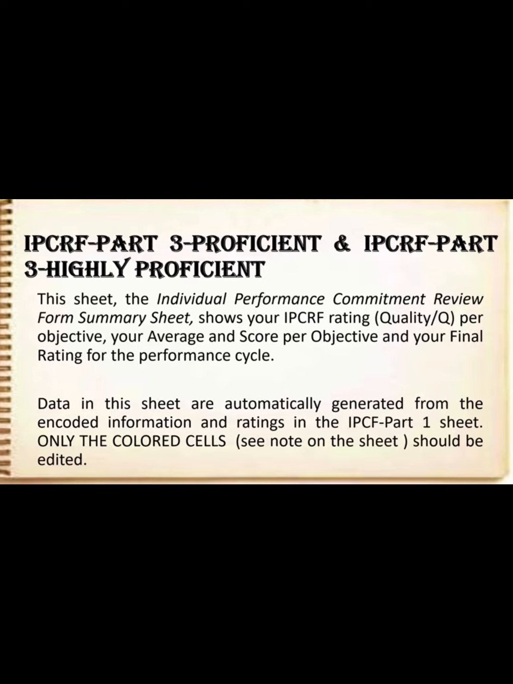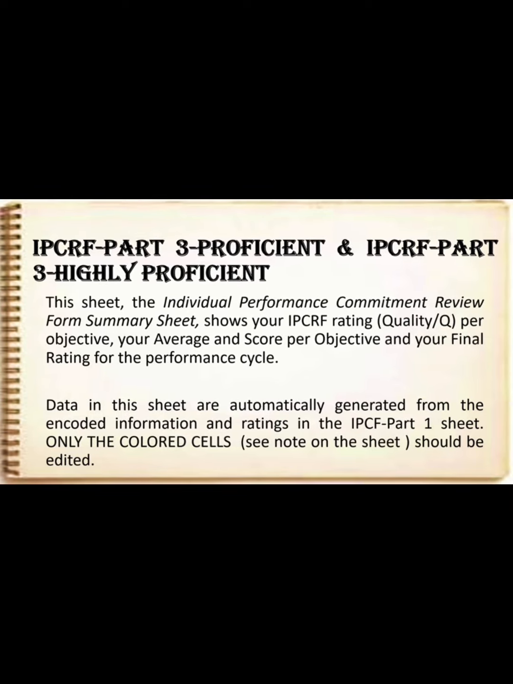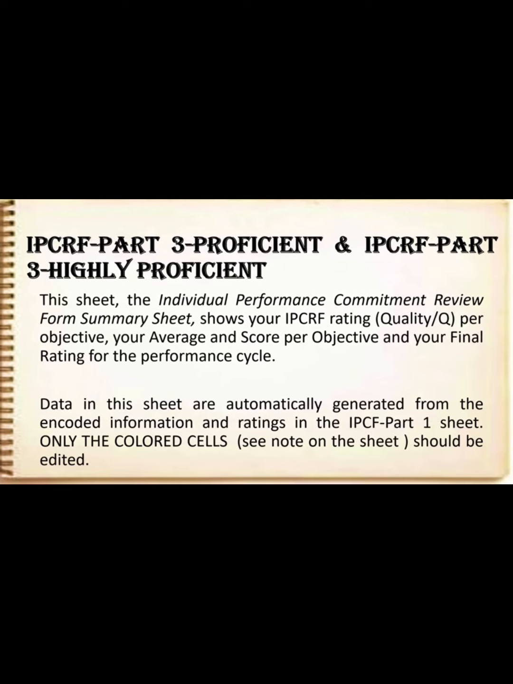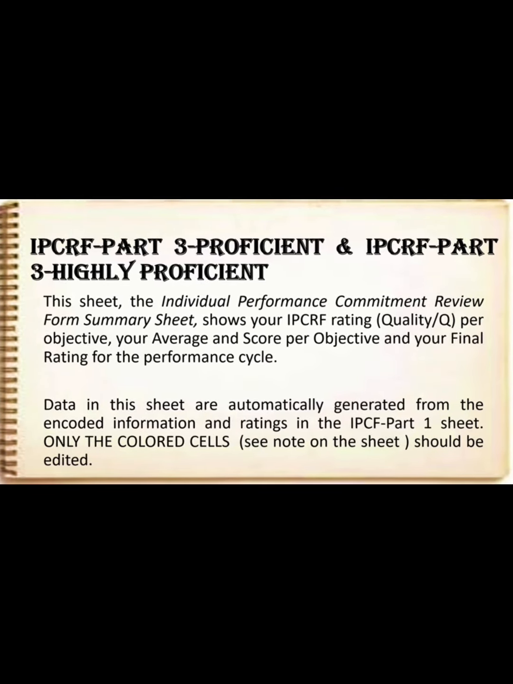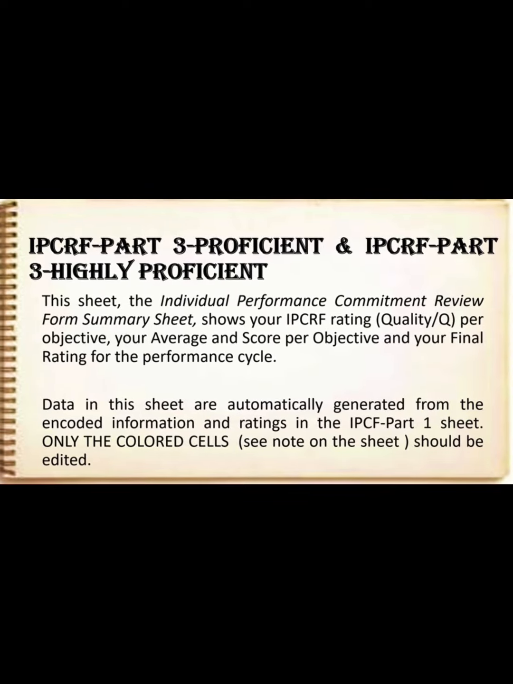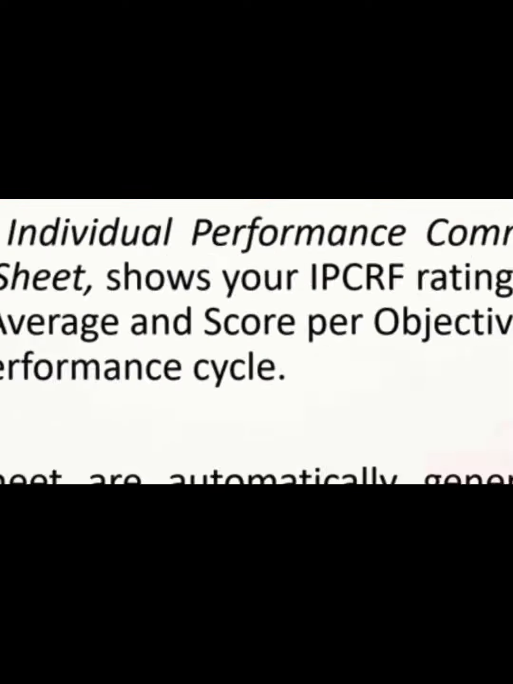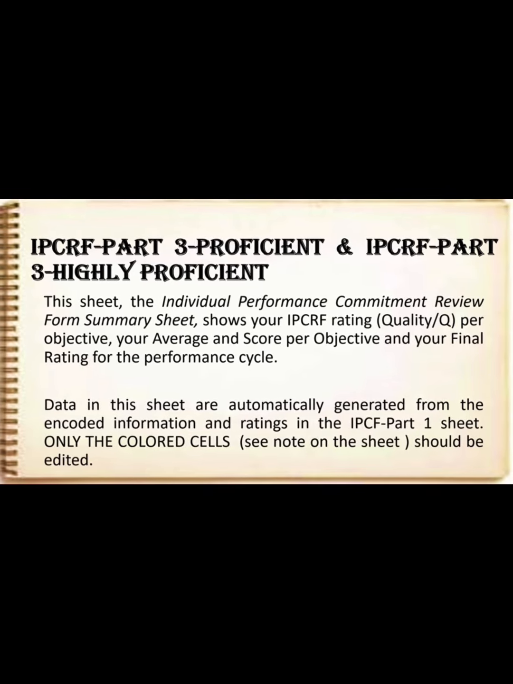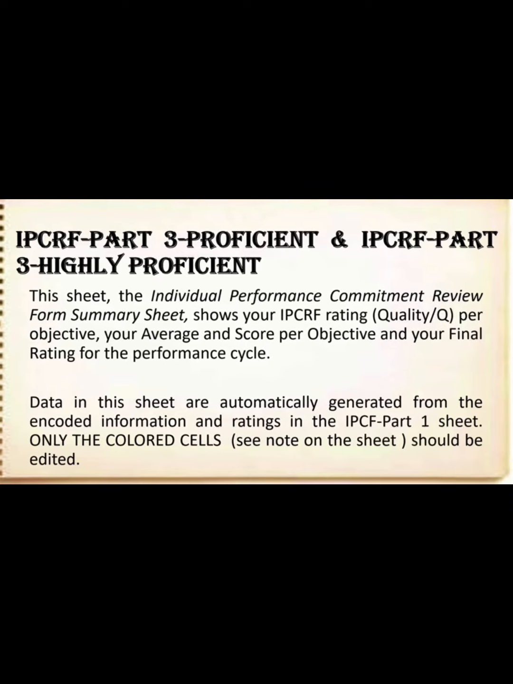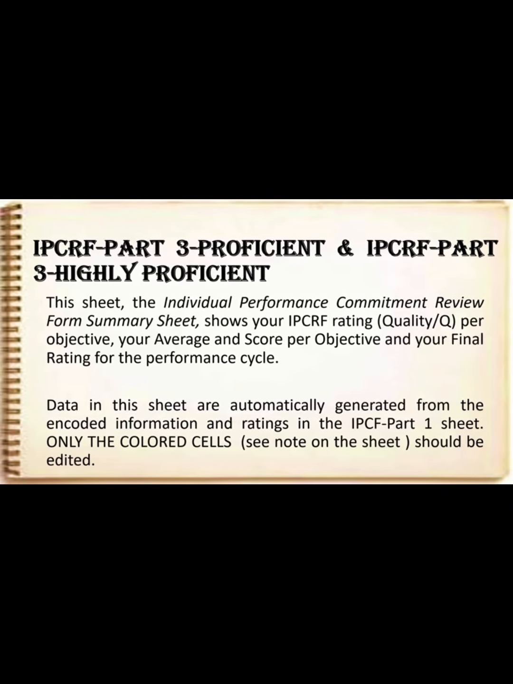And the Individual Performance Commitment Review Form Summary Sheet shows your IPCRF rating per objective, your average and score per objective, and your final rating for the performance cycle. Data in this sheet are automatically generated from the encoded information and ratings in the IPCRF Part 1 sheet. Only the colored cells should be edited.